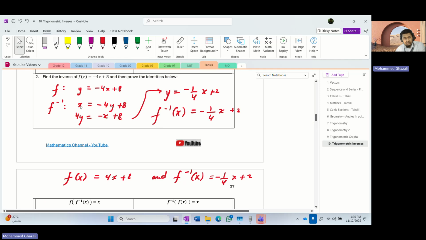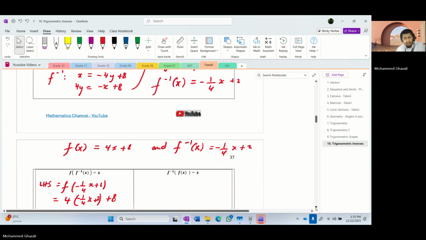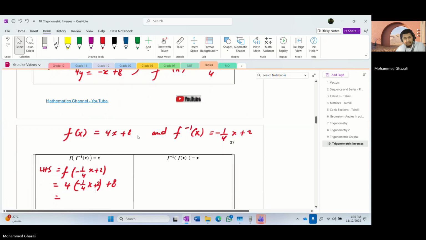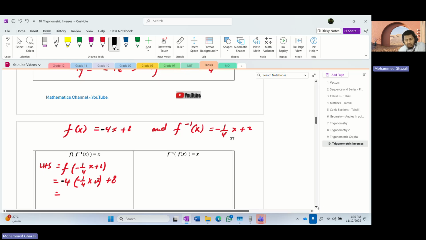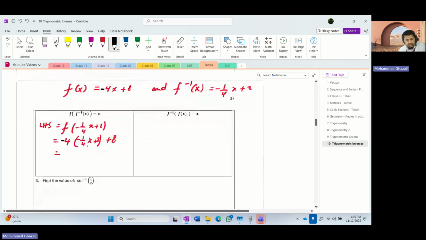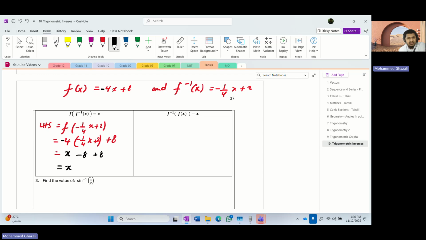We'll move the x over to the other side, brought that over, negative quarter x plus 8. There should be negative 4 here. Yeah, that should be negative 4. So negative 4 times negative quarter x is x. Negative 4 times 2 is negative 8, plus 8. So we are getting the result, which is equal to x.